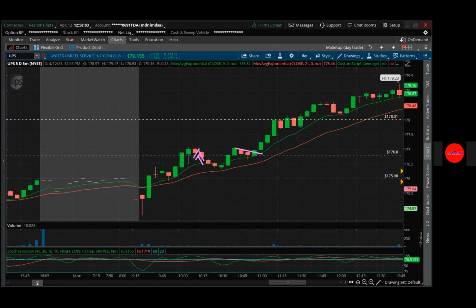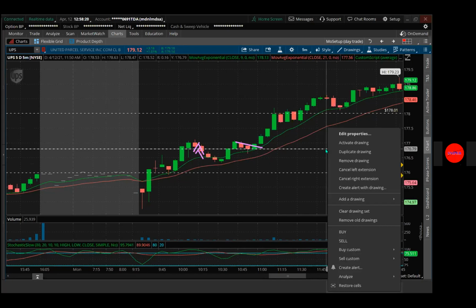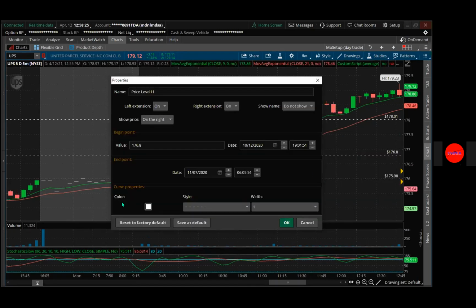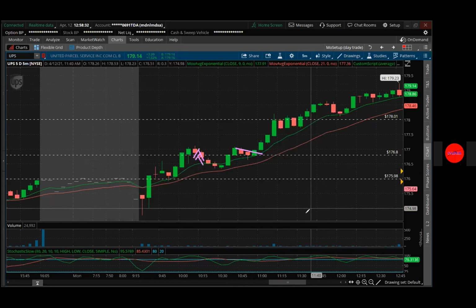How do you edit drawings, like the color? All right, so you would go onto the level with the pen, right? So you would just go to the level you want to edit. Let's say you want to edit this 176.8. You could either left click two times, right? Or you could just right click on the level that you want, and then you go to edit properties. Once you edit properties, you're just going to go to the color aspect and change the color of it, whatever color you want. And then you press OK and it would save. All right, nice question.